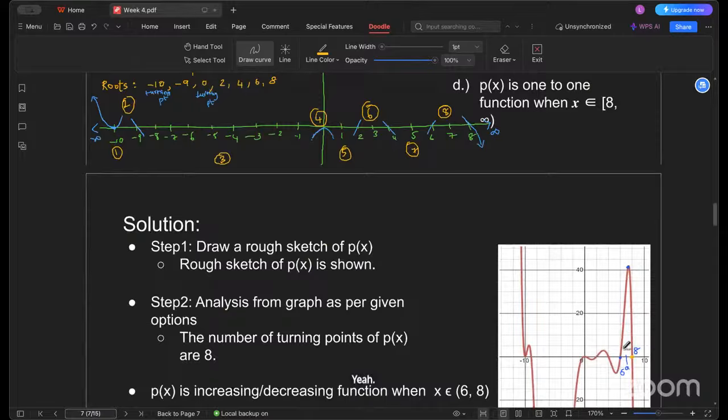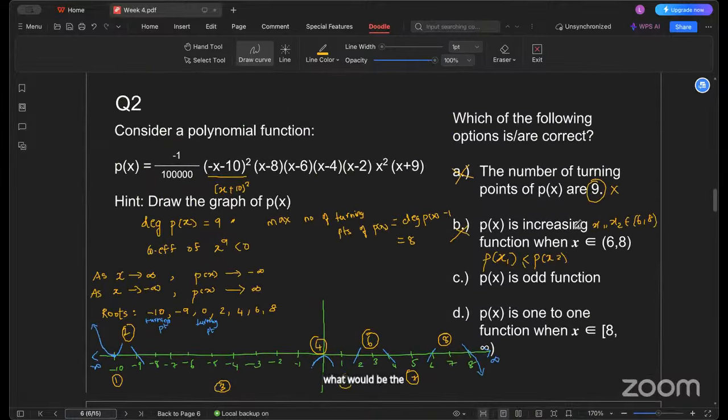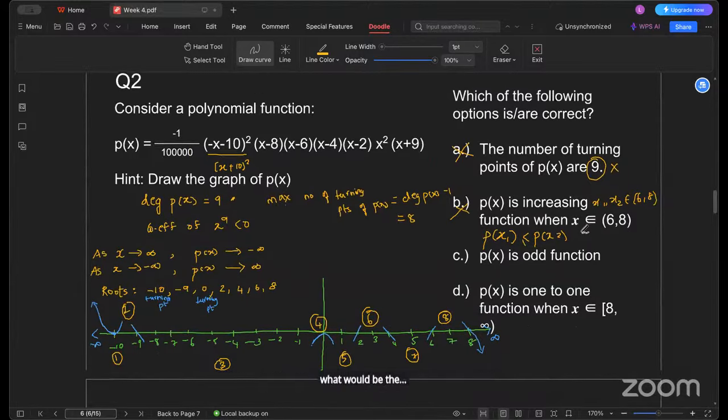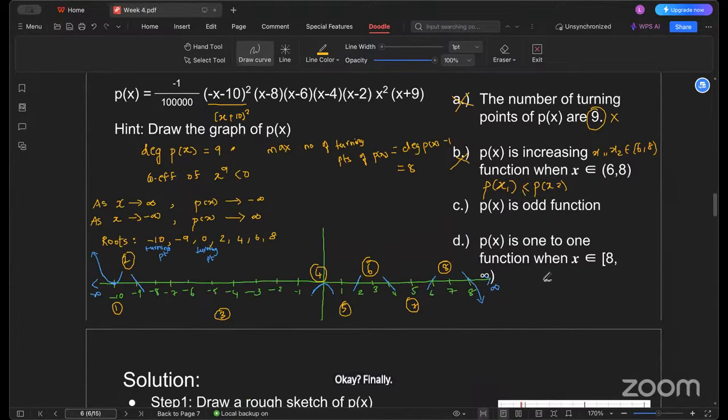Ma'am, what can we say between 6 to 8, if there is a correct option? The function is neither increasing nor decreasing. Okay, fine. Ma'am, I have one doubt.